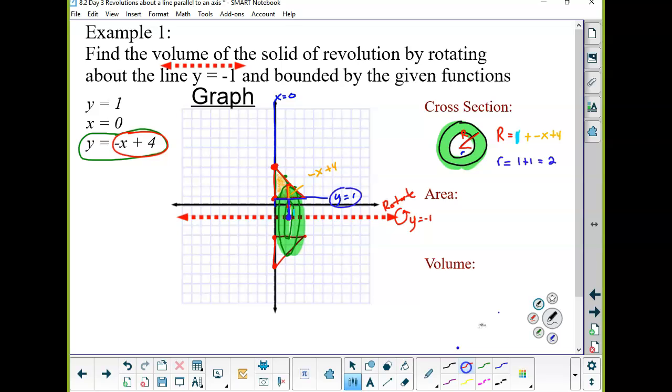Because what is the area then? Area of any washer is the large radius squared minus the small radius squared, times pi. You just have to make sure you use grouping symbols when you do that. And actually, I should probably simplify the large radius here. We can call that negative x plus 5 instead.